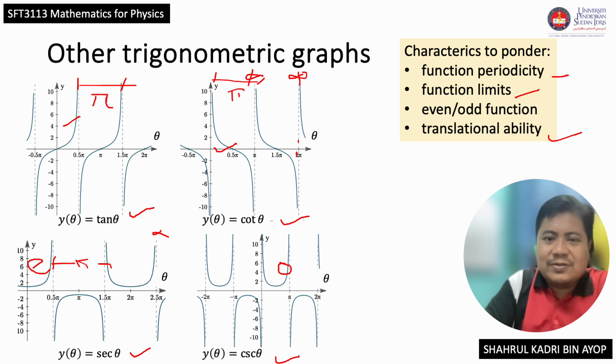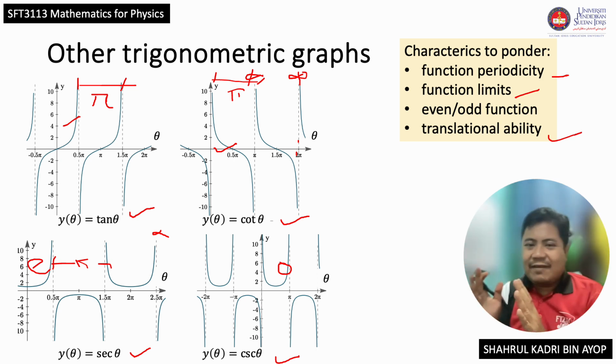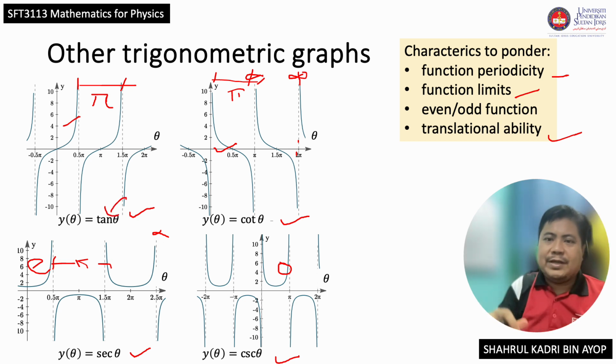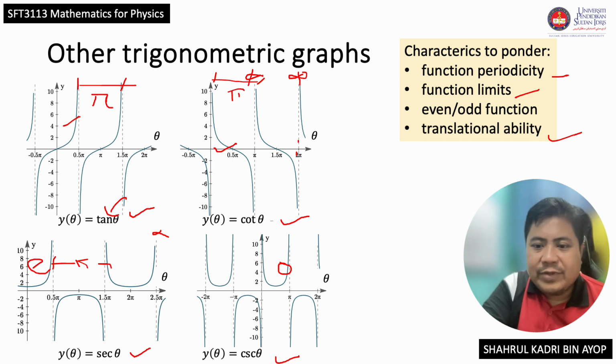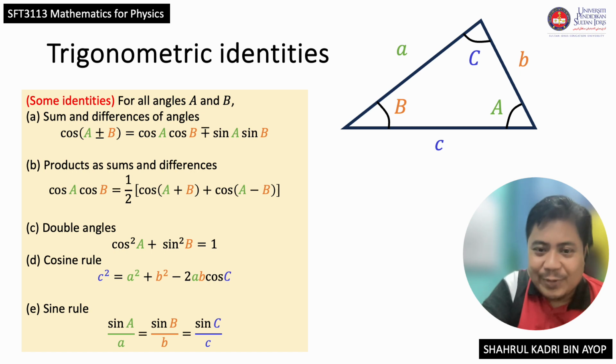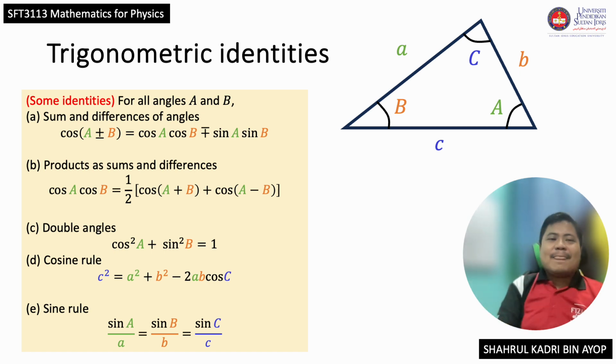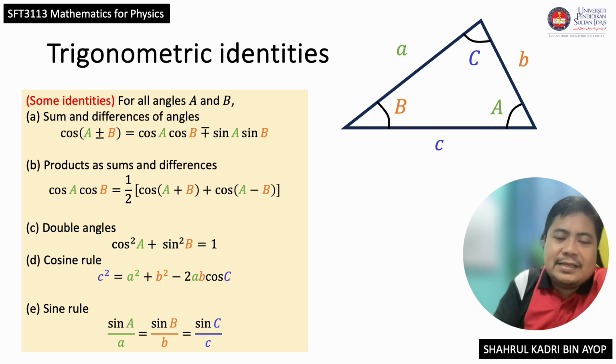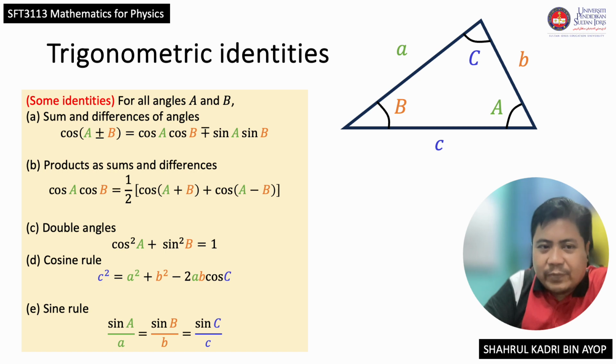And then you can also translate them to the right or to the left by just changing the argument of the function. All right, next we go to the trigonometric identities. There are many of them, but I just introduce some here. In the exam or even in real life, we don't really memorize them. We use a table, an appendix of identities, as a reference to solve a problem.